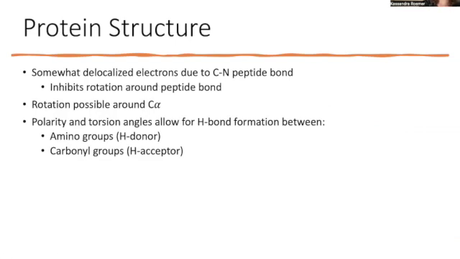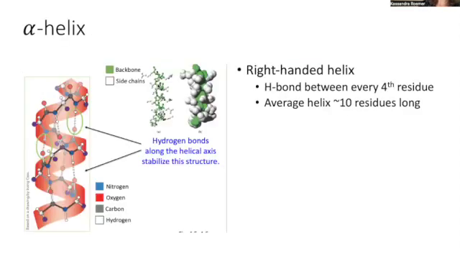However, rotation is possible around the alpha carbon. This is important because it determines how a protein can form secondary structures, how it can form H bonds with other residues. So the polarity and torsion angles allow for different H bond formation depending on the rotation and residues. The amino group acts as a hydrogen donor and the carbonyl group acts as a hydrogen acceptor.